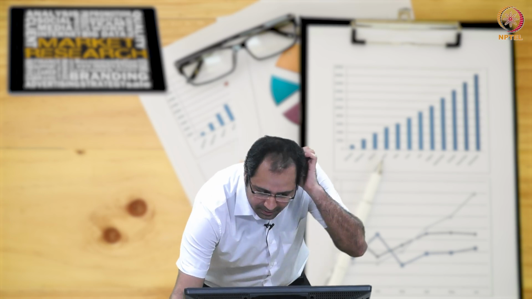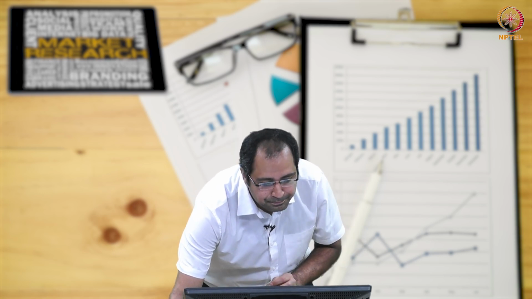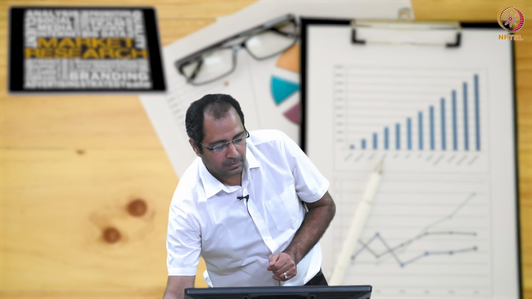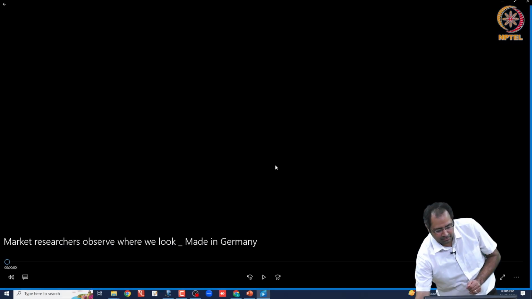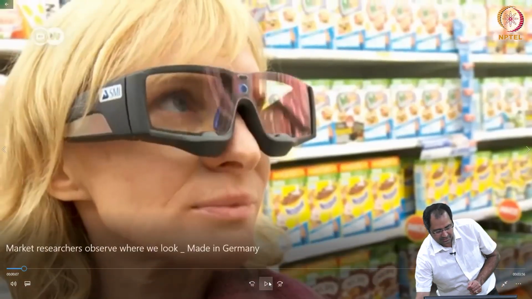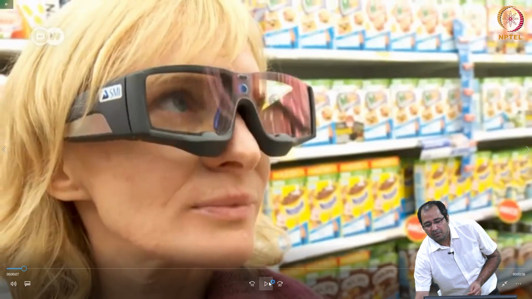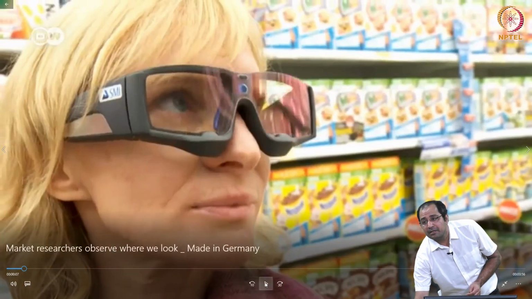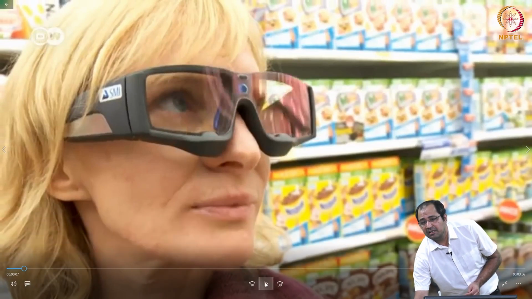And with the observation method, you can use technology also to observe people's behavior. This is one of the examples where, is this test subject looking? Technology is used to find out where people see when they are in a retail market, which particular color or package attracts them.